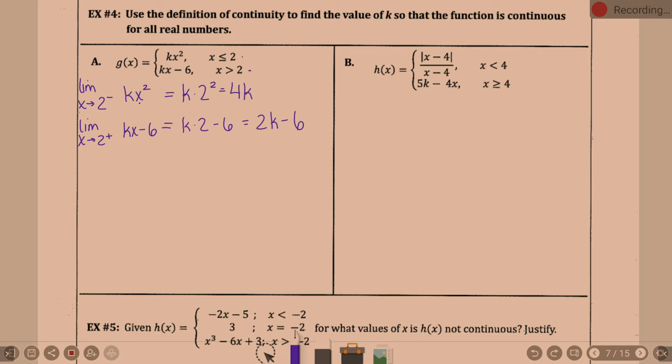So I want the limit from the left to equal the limit from the right. So we're going to set 4k equals 2k minus 6. Are we good? Subtract 2k. 2k is negative 6, and k is negative 3.